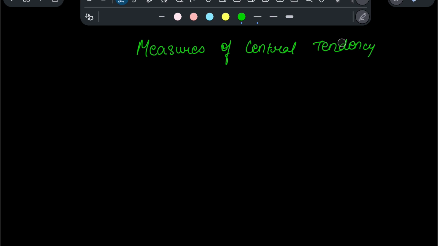So in our previous video we discussed the types of statistics, and today we're going to learn about the measures of central tendency. Measures of central tendency, that is the mean, the median, and the mode. There are basically three measures of central tendency. The first one is the mean, the second one is the median, and the third one is the mode.